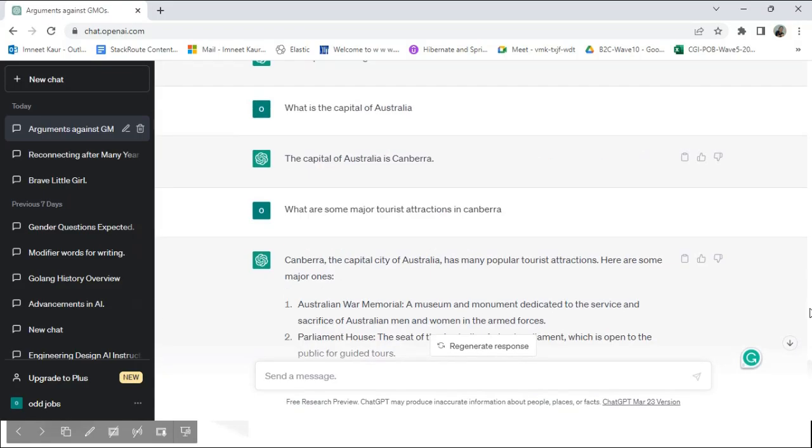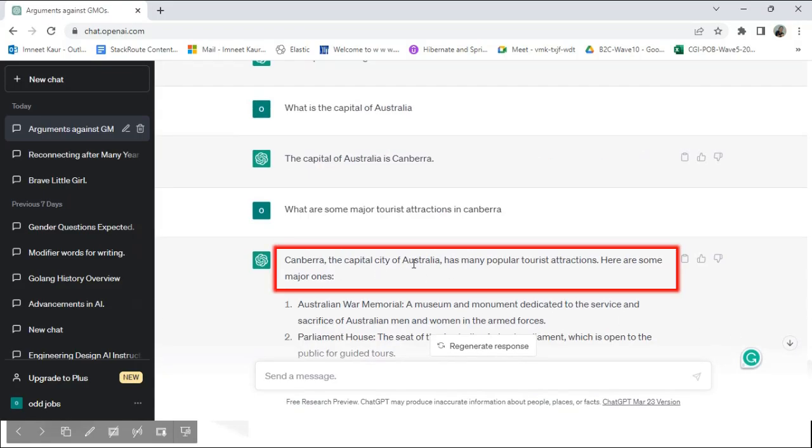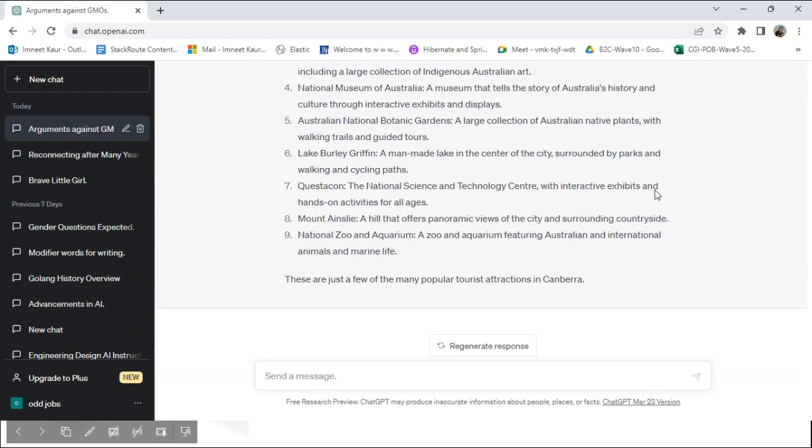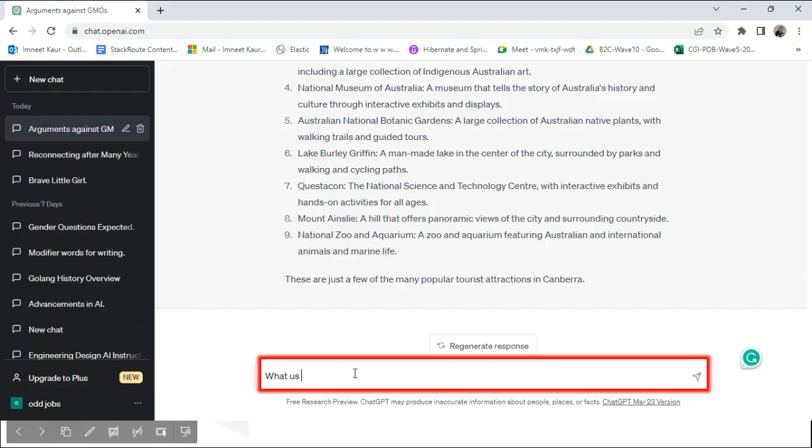So as you can see, Canberra, the capital city of Australia, has many popular tourist attractions, and some major ones are listed. You can read the response and look for the major tourist attractions in Canberra. Now let us ask another follow-up prompt. What is the history of Australian War Memorial?